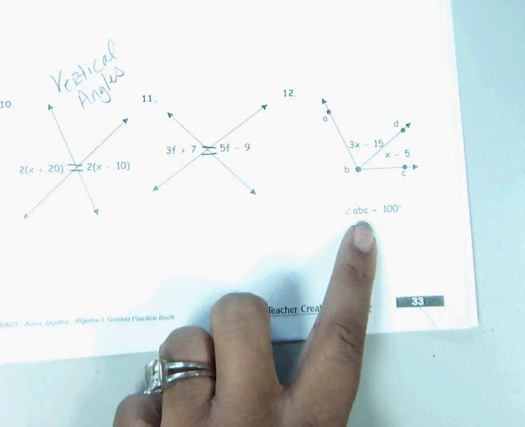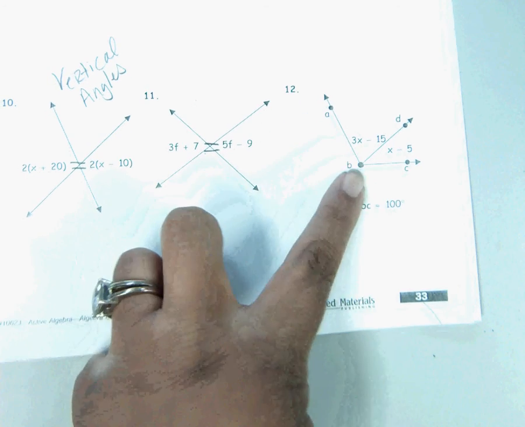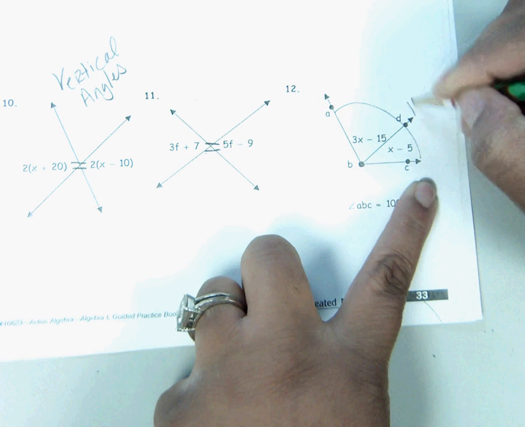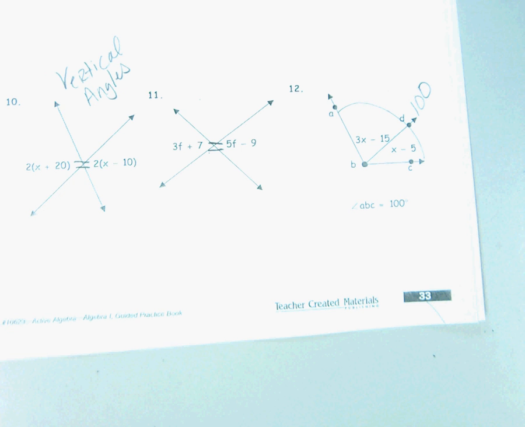It says that angle ABC is 100. So what am I telling you about this whole thing? It's 100. So how would you set it up? 3x plus x equals 100. Good, Jalen. All right. So do you think you have enough information to finish the packet? Yes. All right.